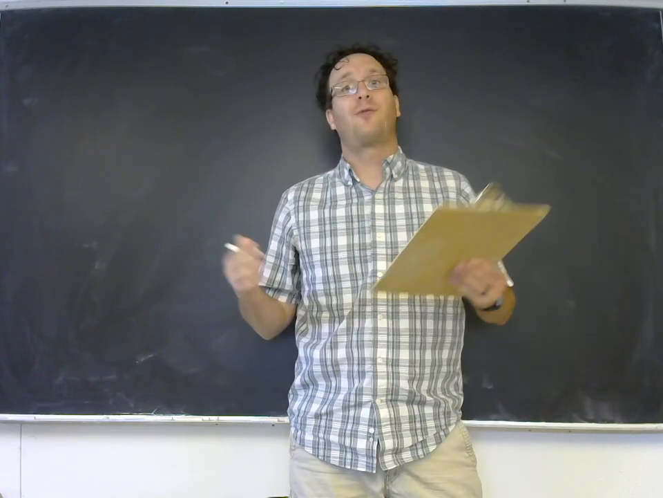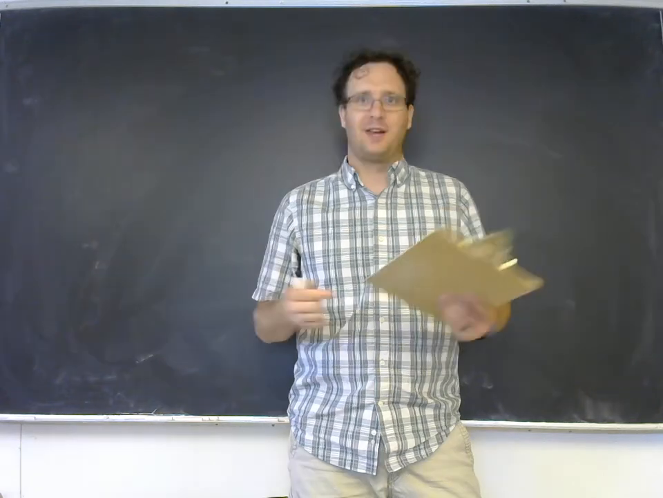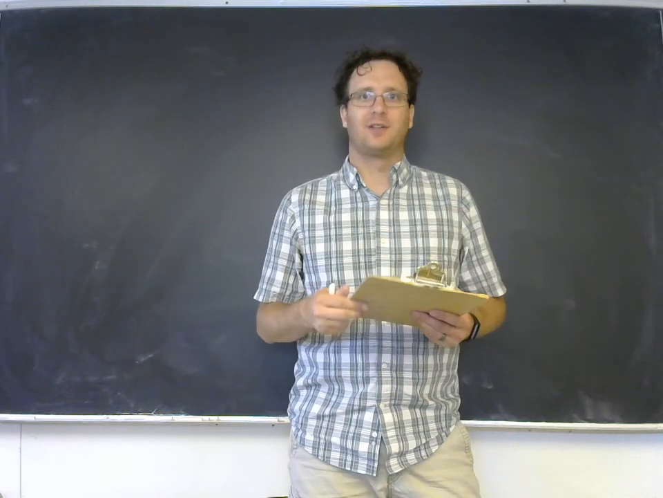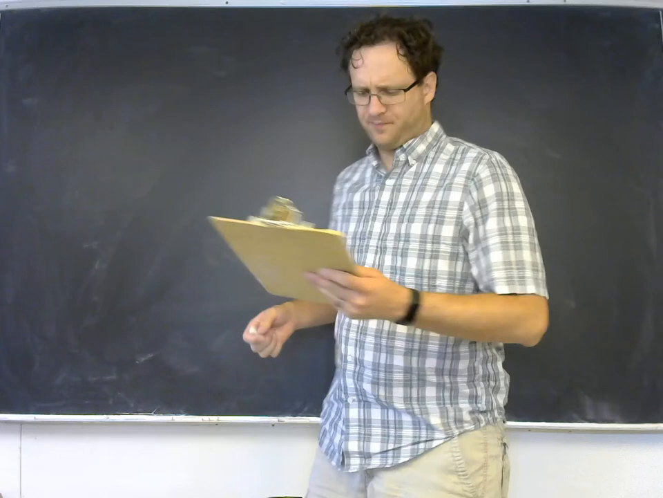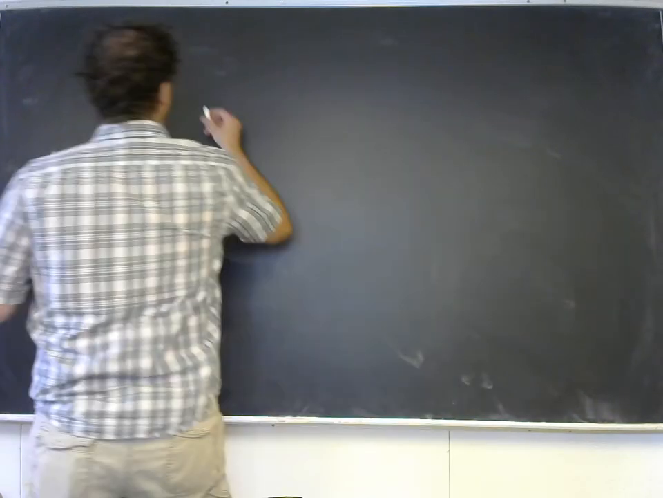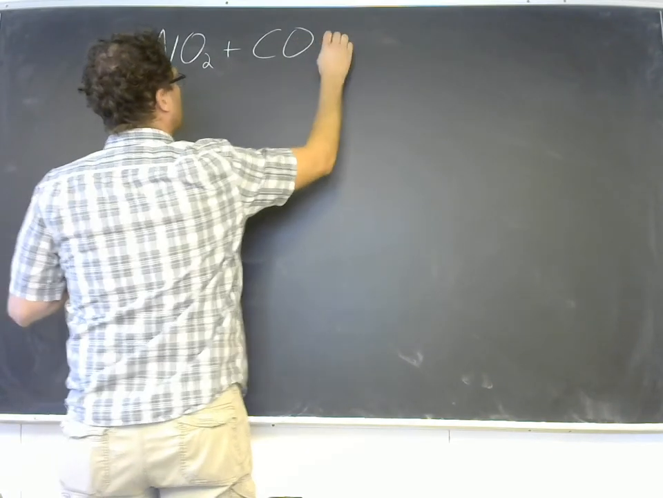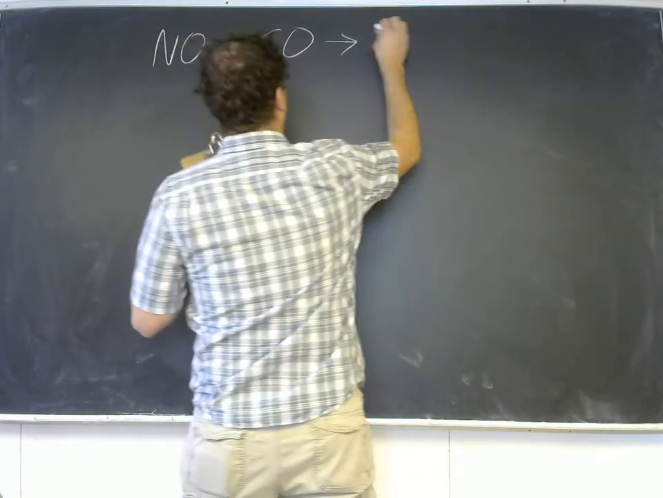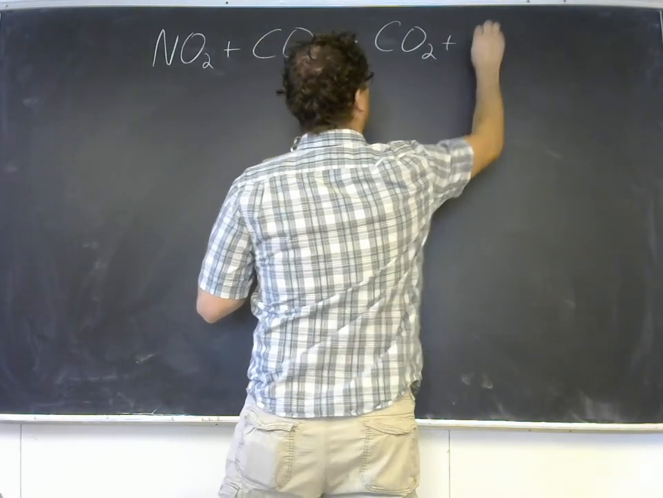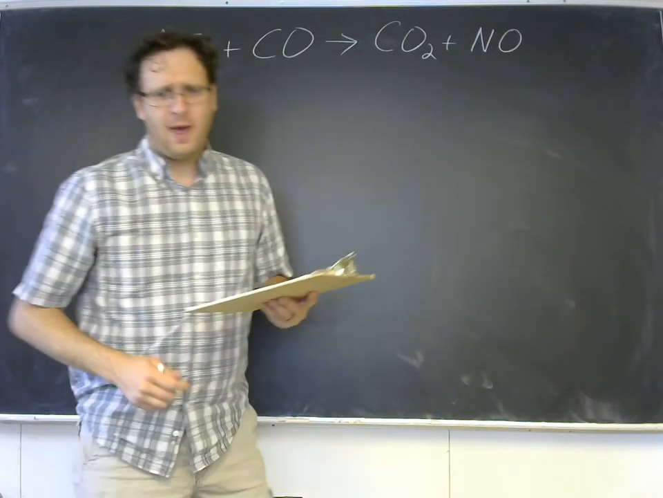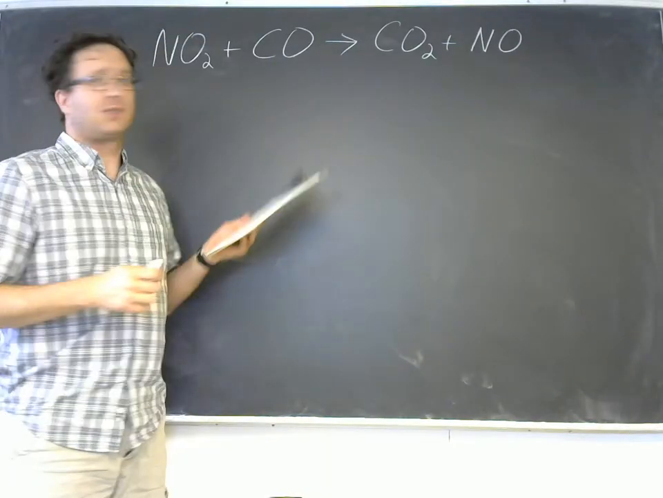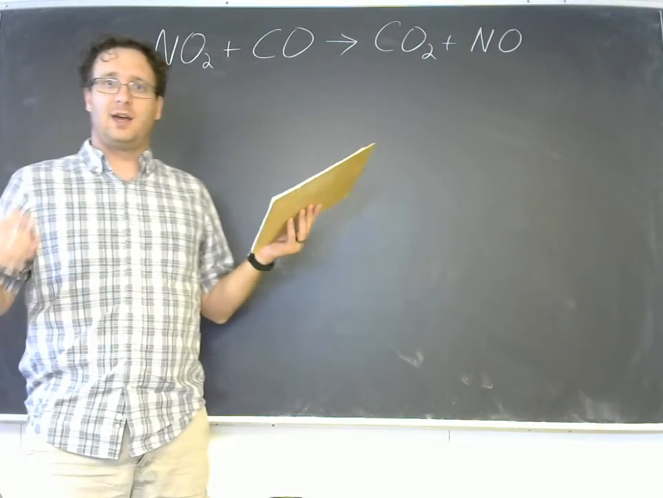In section 14.5, we thankfully move away from all of the quantitative analysis of reaction kinetics. And we're going to talk a lot more qualitatively until the end of the chapter, which I know some of you will like. So let's consider a simple chemical reaction: NO2 plus CO goes to CO2 plus NO. And it's certainly easy to imagine this reaction proceeding in a single step.